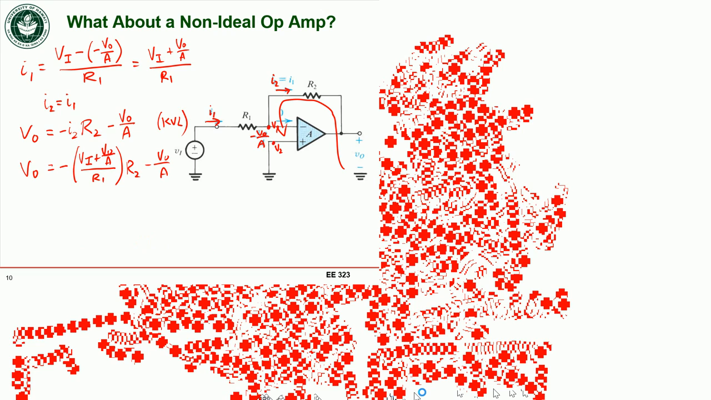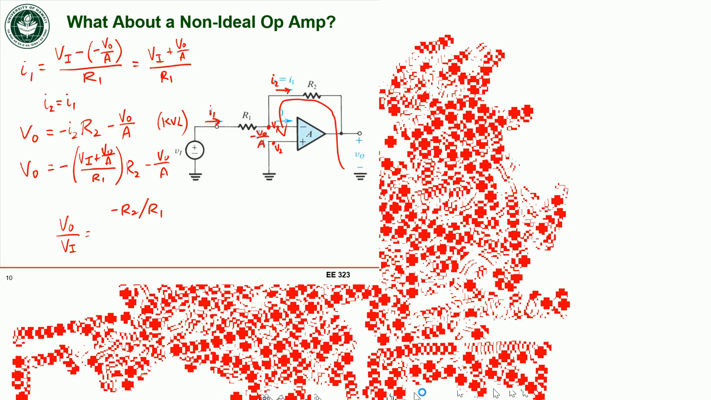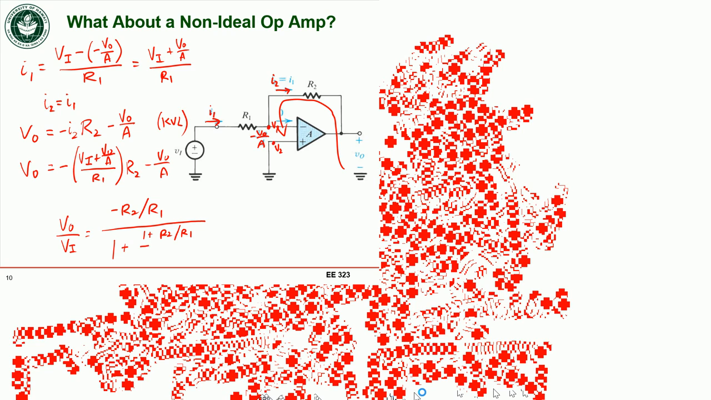So I can do some algebra to this thing, and I can get an equation for my gain, which is V0 over VI, and it's going to turn out to be negative R2 over R1 divided by 1 plus a second term, and the second term is 1 over R2 over R1, divided by A. So the algebra was a little messy. But forget all that. Let's just look at what this equation means.